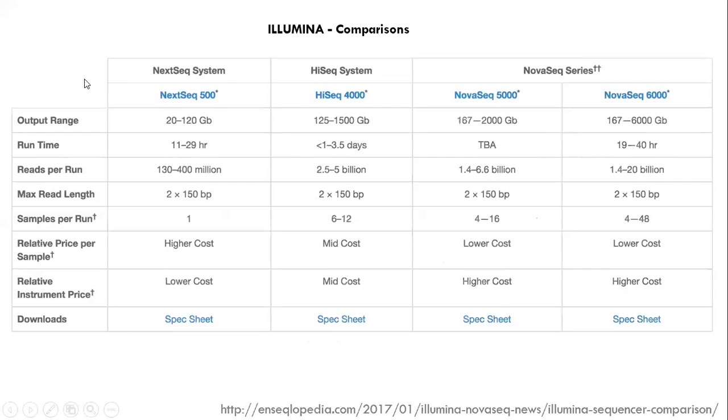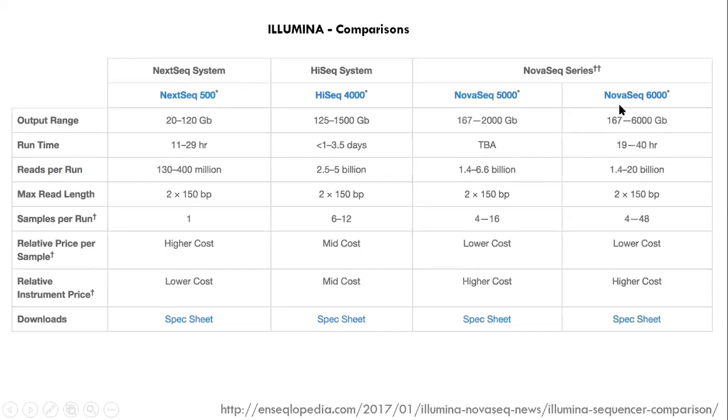Illumina has evolved, Illumina next generation sequencing. They started with the NextSeq 500 model, HiSeq 4000, NovaSeq 5000, and presently some other model here. You see that the model changes with the machine, and the efficiency of the machine changes. For example, the output range here is 20 to 120 gigabases per day, or whatever time you can see here. It goes up to 6,000 gigabases from the sequencer machine.